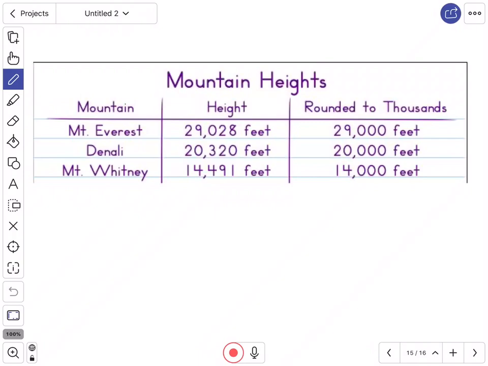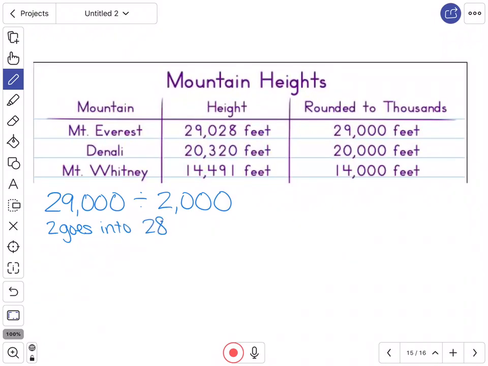I'm going to switch my color to blue, and we're going to switch slides here. Okay, so thinking about Mount Everest first. Mount Everest, rounded to the nearest thousands, is 29,000 feet. All right, so if I wanted to figure out how many days it would take the average person to climb Mount Everest going 2,000 feet per day, I would pretty much want to do 29,000 divided by 2,000.